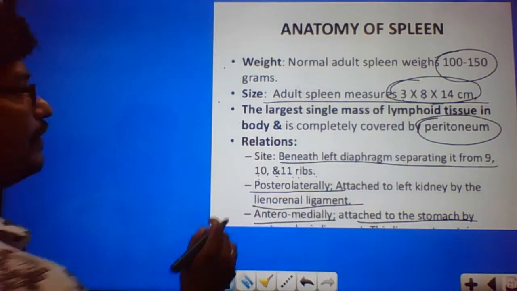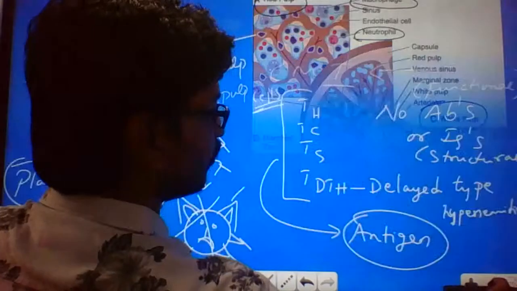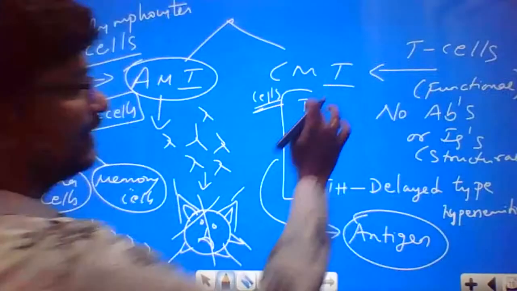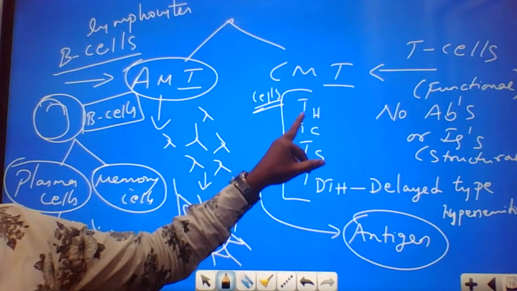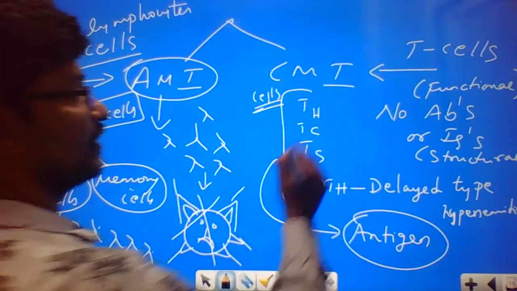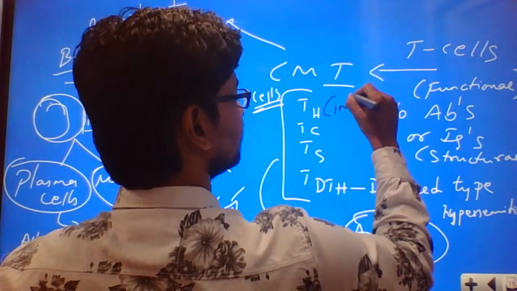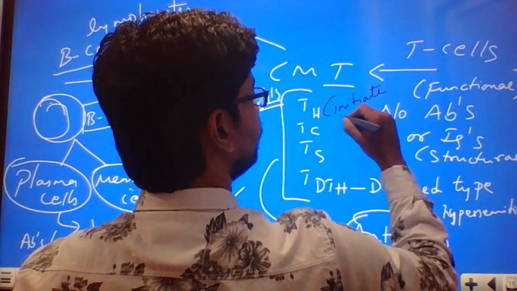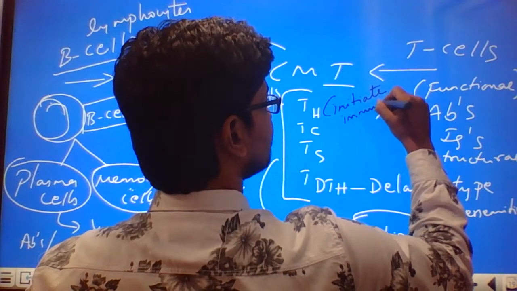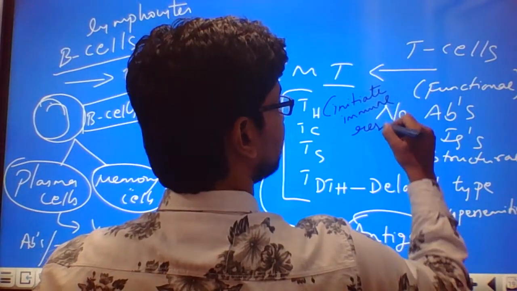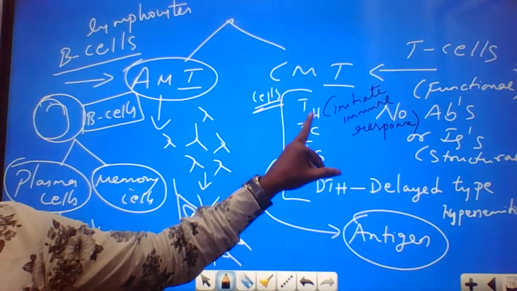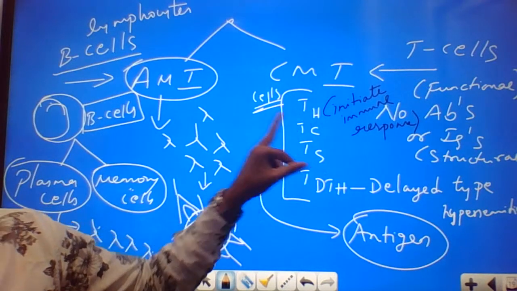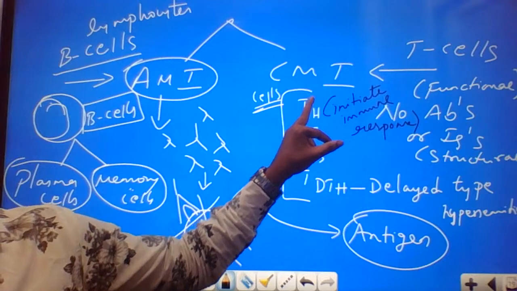So next part, before that I already told you the types of cells: T helper cells, T cytotoxic, T suppressor, DTH. Okay, T helper cells. If you ask what the main function of T helper cells is, they initiate the immune response. Who initiates the immune response? There are 4 types of T cells, guys. The first type is T helper cells.